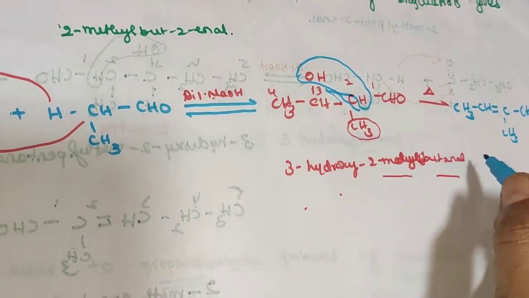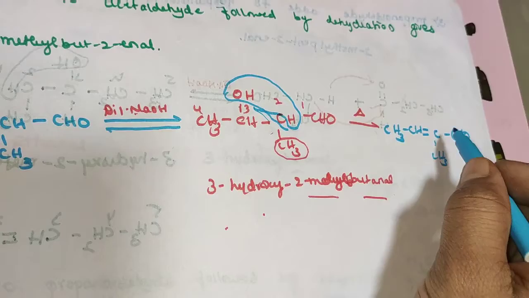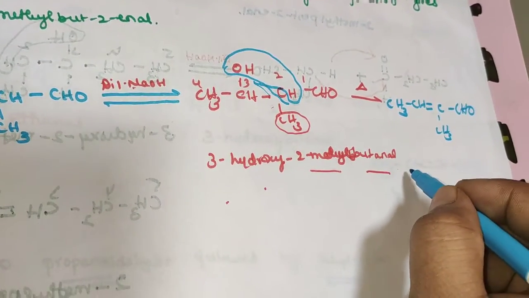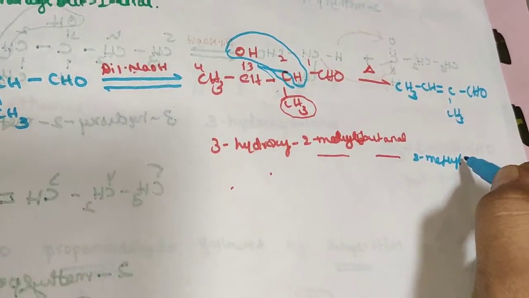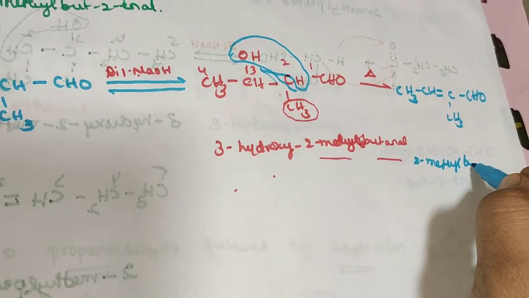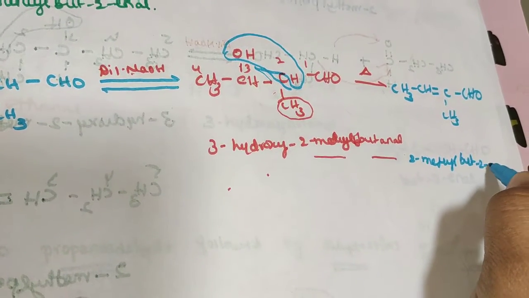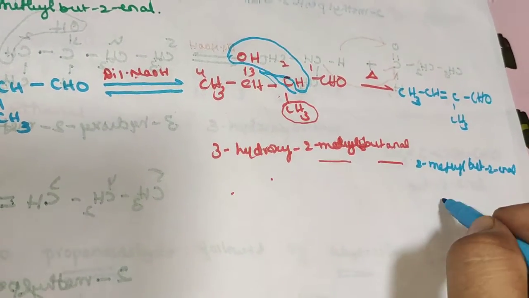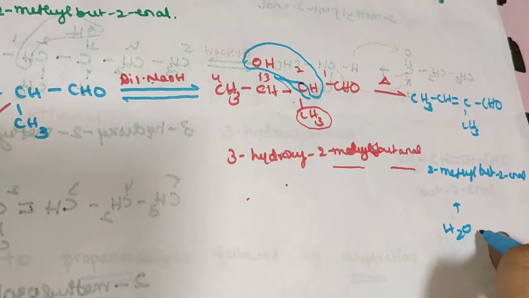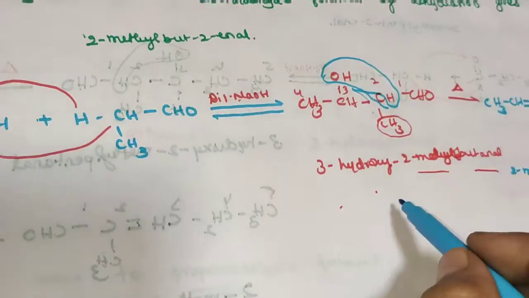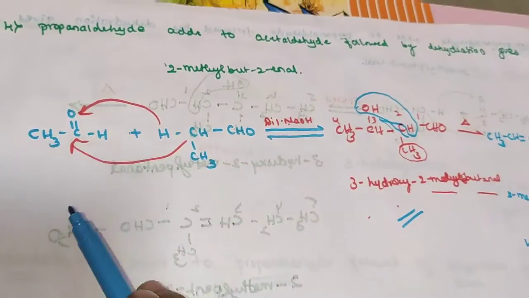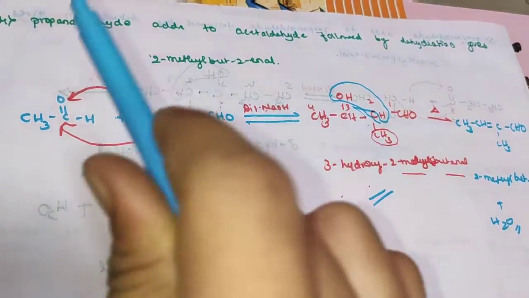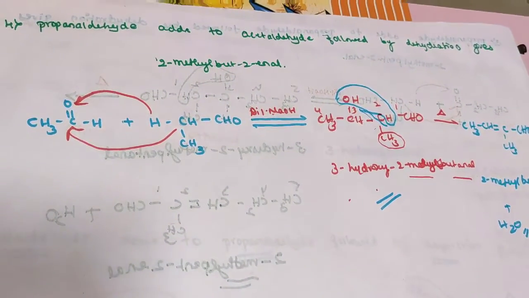So what is the product here? 1 2 3 4. So 2-methyl but-2-enal and elimination of a water molecule. So now we have obtained the cross aldol product whenever the reaction is carried out between propanaldehyde and acetaldehyde.